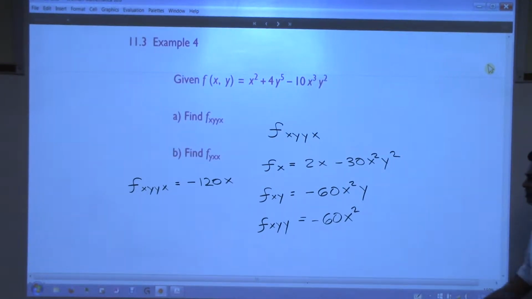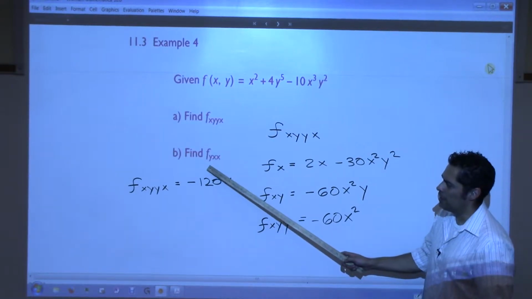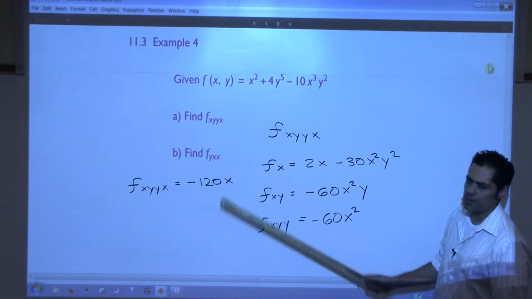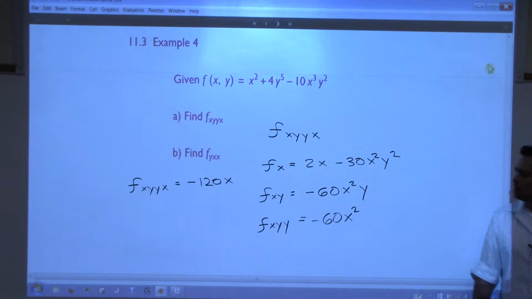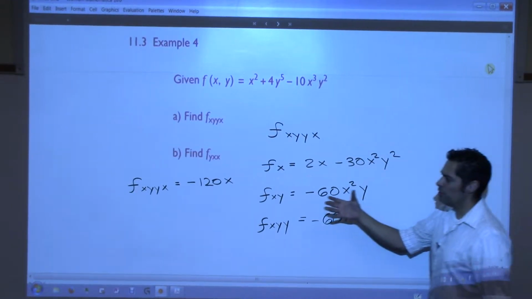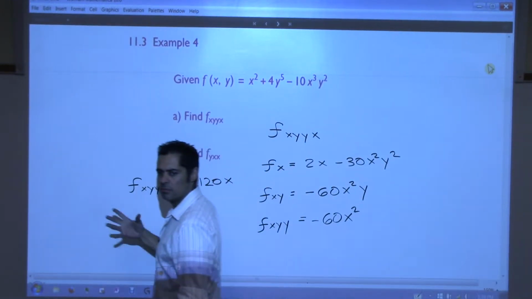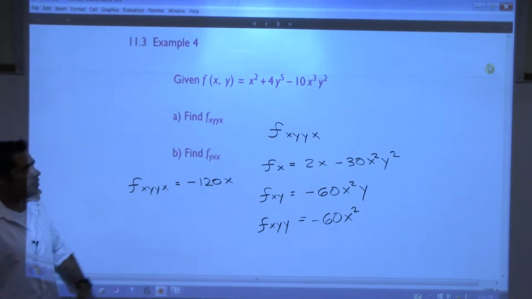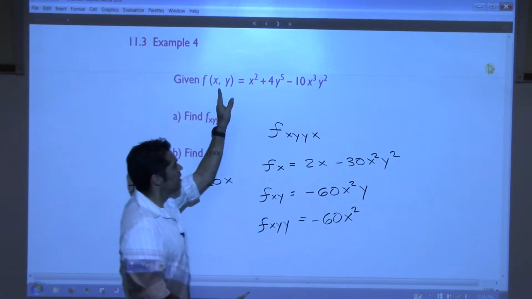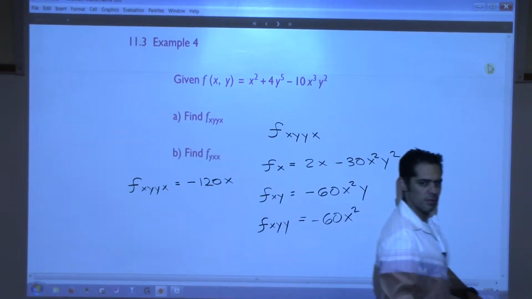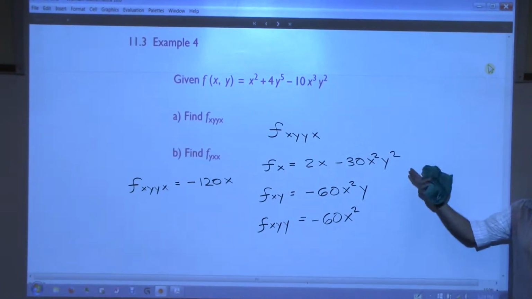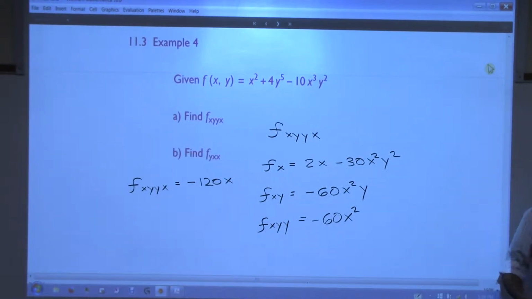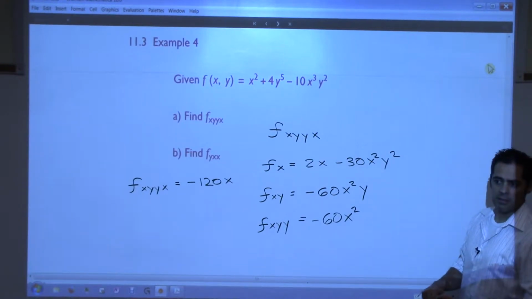Part B asks you to do a different variation: partial with respect to y, then x, then x. If you keep doing this, aren't you eventually going to get down to 0? Will that always happen, you think, with a function of two variables? If you just keep taking partials over and over, do you think it's eventually going to become 0? For polynomial functions, yes. But if it's something other than a polynomial function, not necessarily.